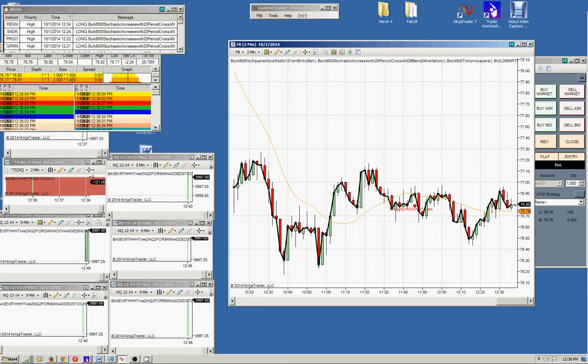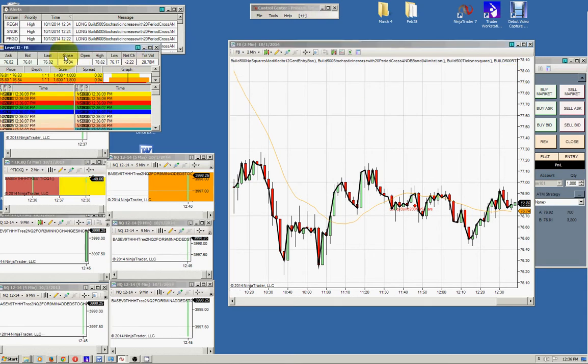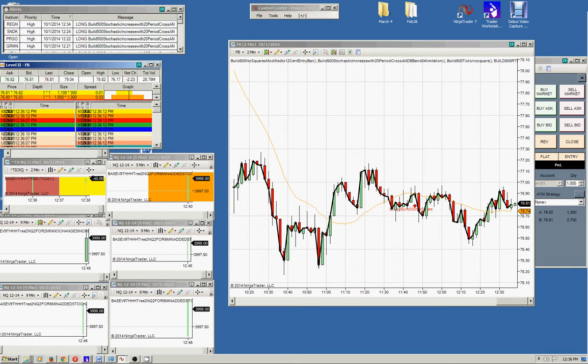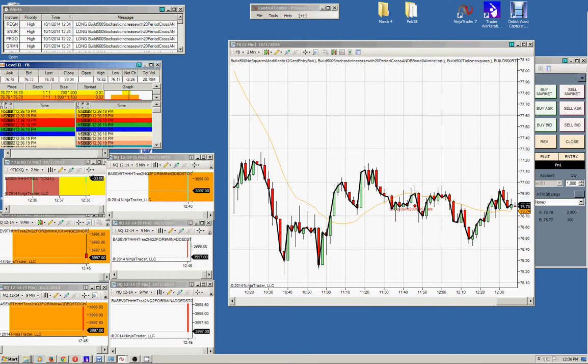Okay, we're going to look at the system in action and follow it through with a potential trade. This is the trading desktop as it was set up with the instructions on our website. It is now about 12:30 in a trading day. This is actually October 1st.